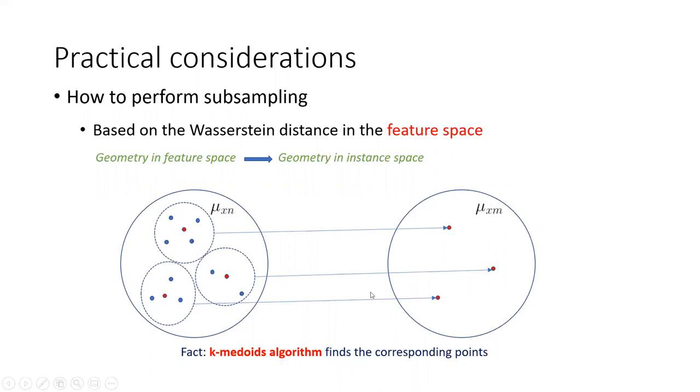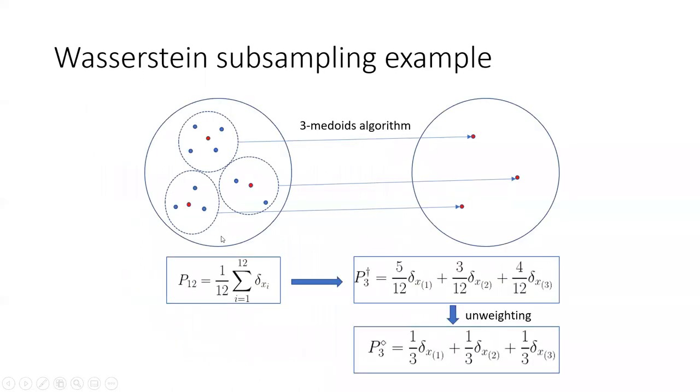How to do that? Fortunately, there is a method called the k-medoids algorithm. Because in fact, to require that mu x and mu xm, their distance is minimized, is indeed we want to find several medoids here. For example, we have 12 points here as the empirical distribution. And by the three-medoids algorithm, we can have a subsampled empirical distribution here with each point weighted by the cluster size.